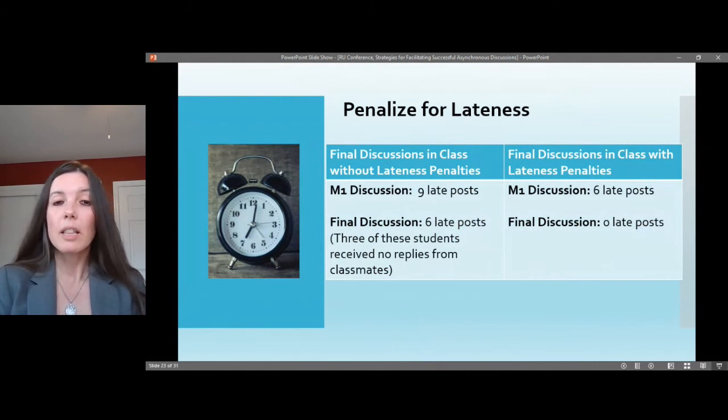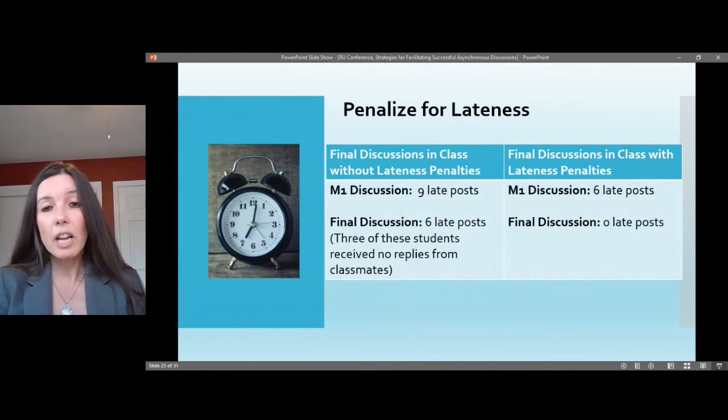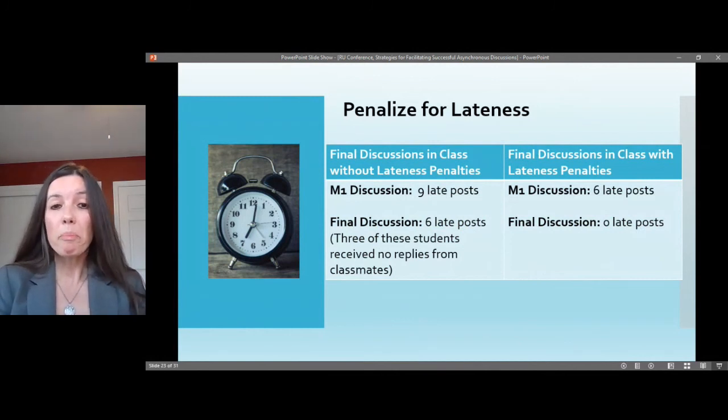On the left, the instructor was ignoring the part of the rubric that penalizes for lateness. And as a result, his students felt no incentive to supply their initial posts on time in subsequent modules. By the final discussion, this didn't improve much. There was still a large number of students that were posting late in the discussion, and 3 of them posted so late they received no replies from classmates.